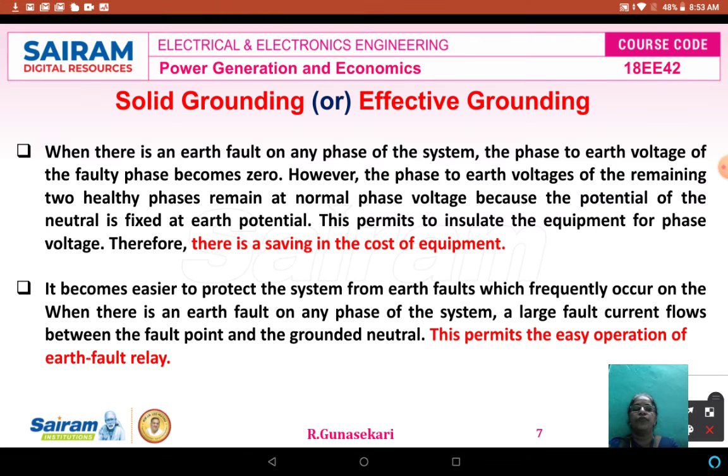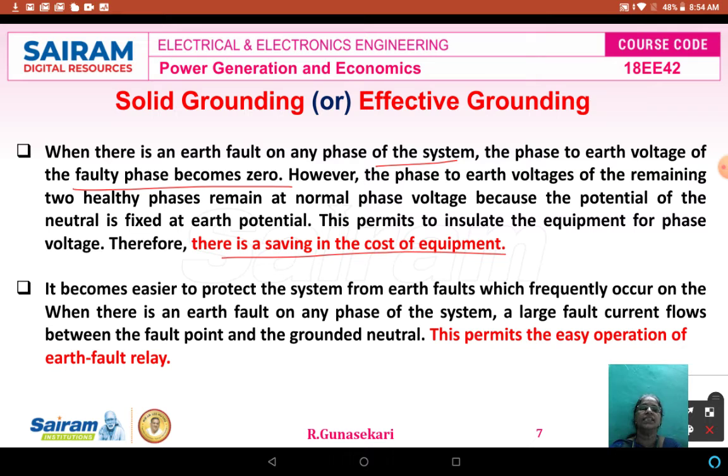When there is a fault on any phase of the system, the phase to earth voltage of the faulty phase, that is B phase, becomes 0. The phase to earth voltages of the remaining two healthy phases R and Y remain at normal phase voltages, because the potential of the neutral is fixed at earth potential under all conditions. This is an advantage of solid grounding. It permits insulating the equipment for phase voltage, therefore the cost of the equipment is saved.